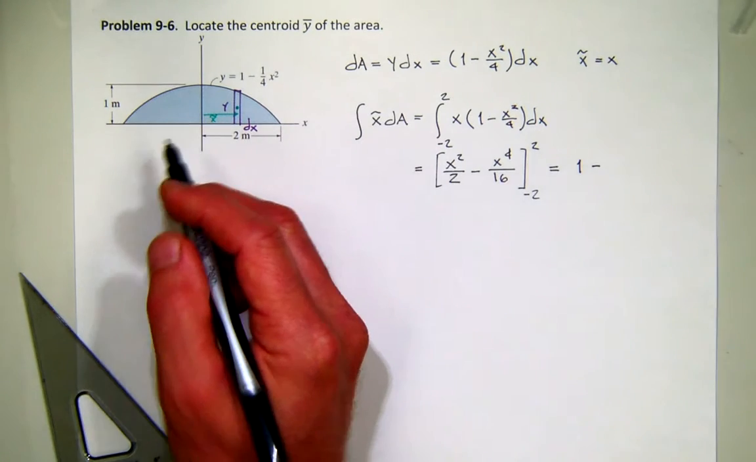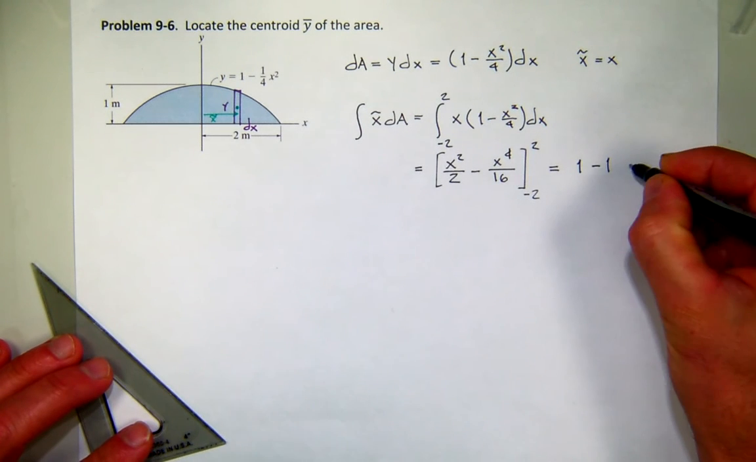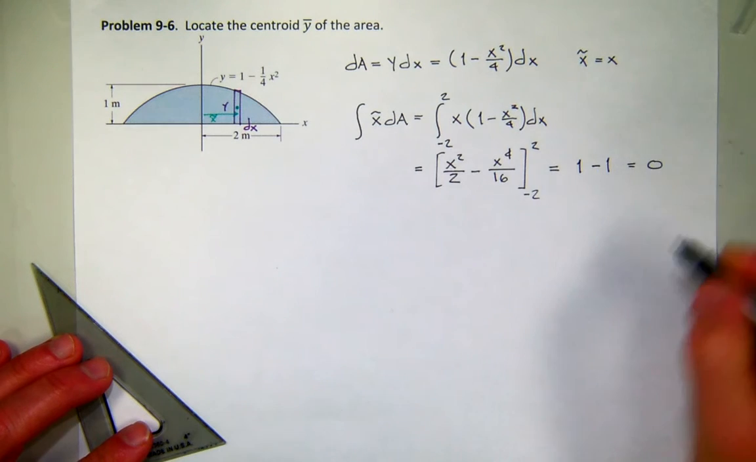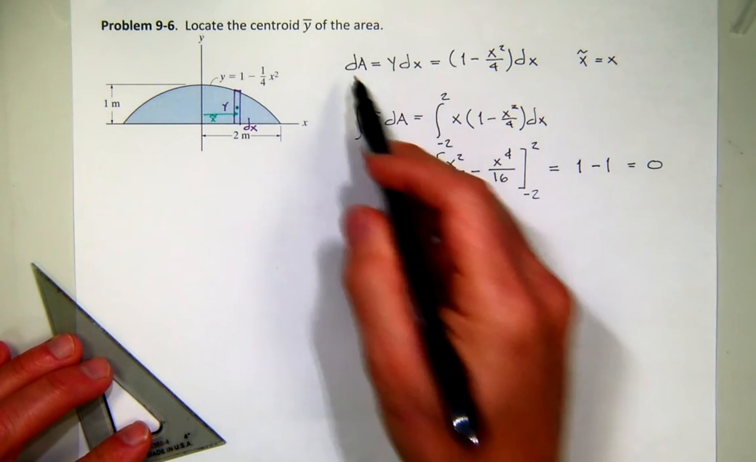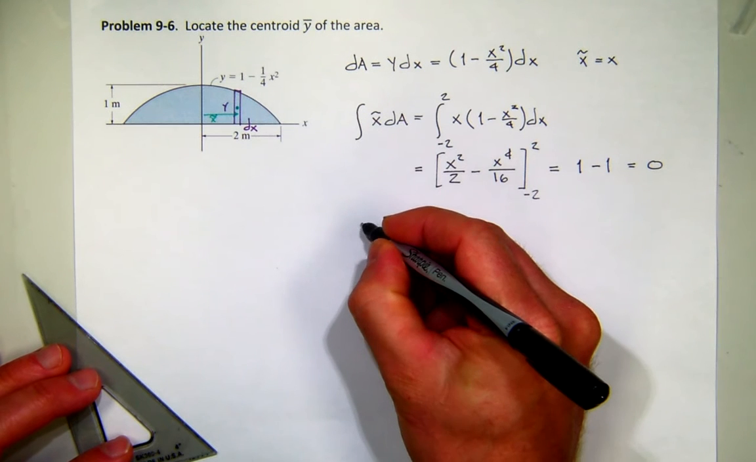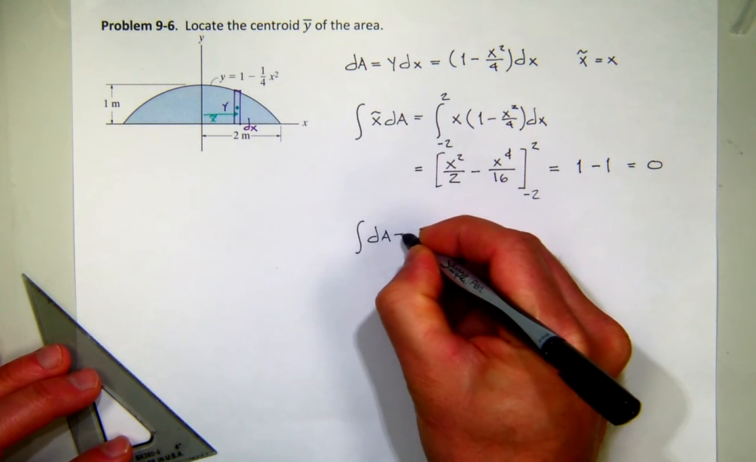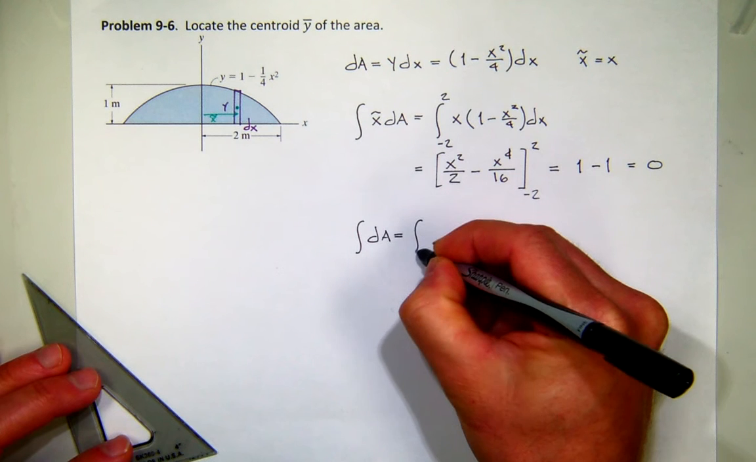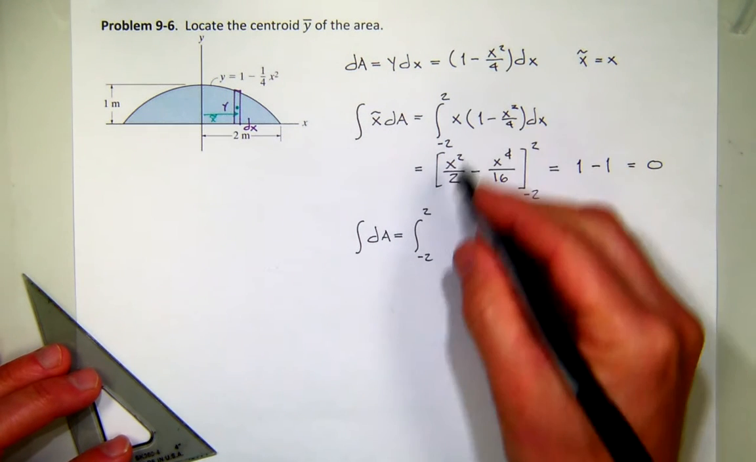So, oops. Let's finish this, even though this is kind of a duh. That part would be 0. I didn't integrate the area, so I should have done that too. If I integrate just dA, that'll tell me the area. This is just that part here.